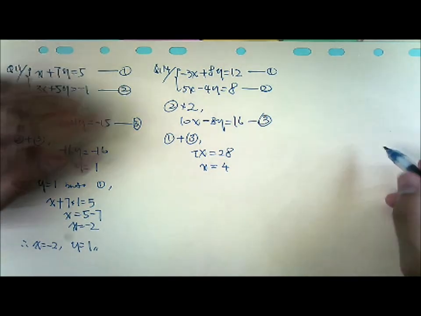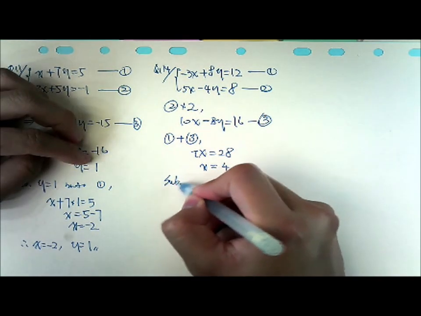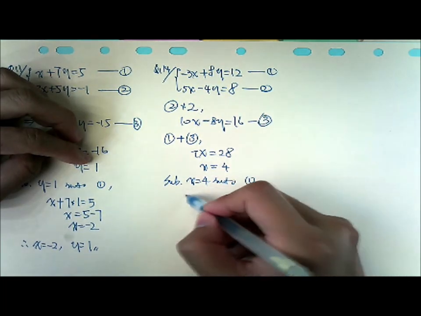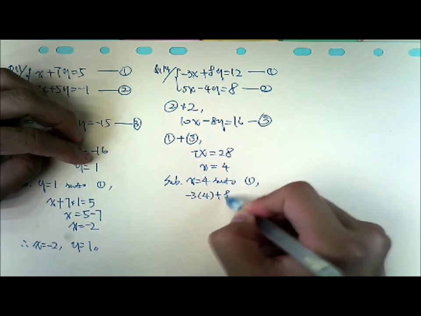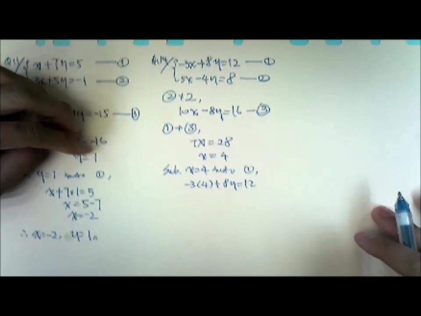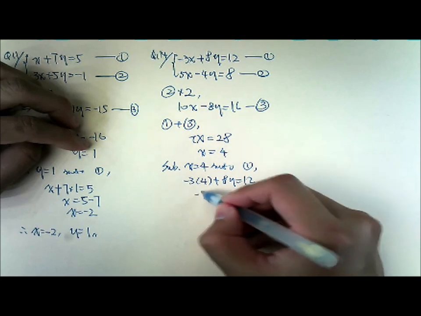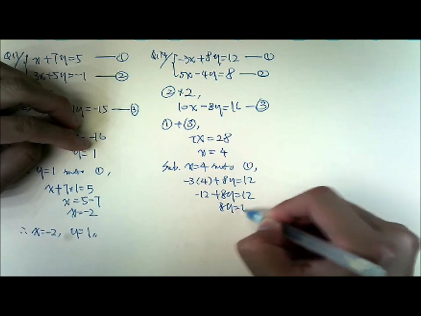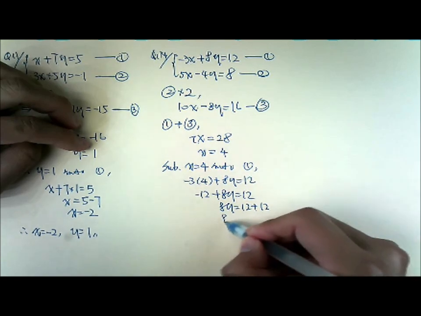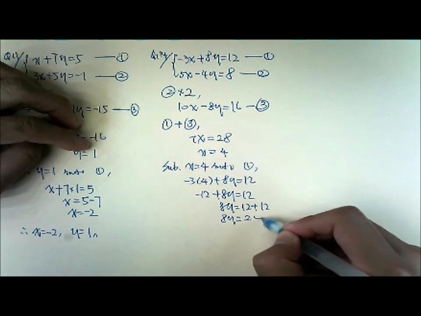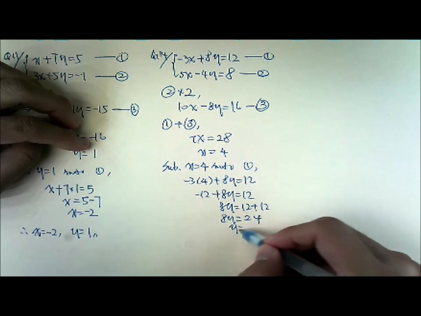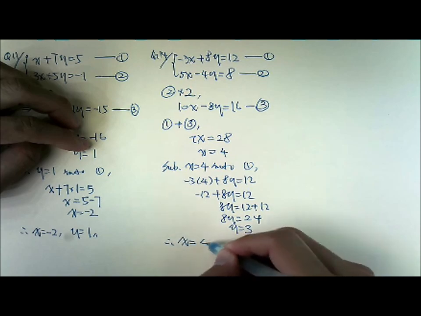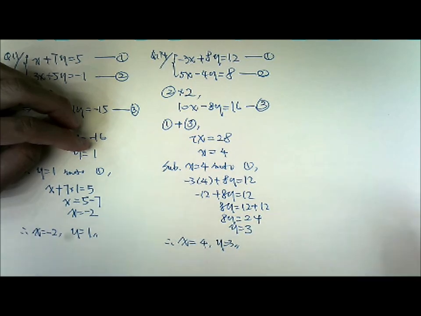For example, I choose the equation 1, okay. Substitute x equal to 4 into equation 1, then you have minus 3 times 4 plus 8y equal to 12, understand? So this is minus 12, move to the other side, you do 12 plus 12, understand? And then 8y equal to 24, y equals 3, understand? So here you have x equal to 4, y equal to 3, it's okay.